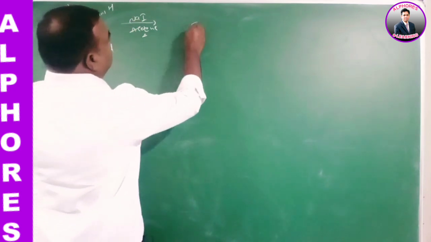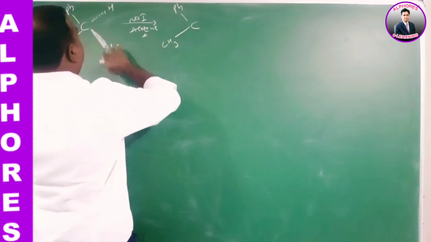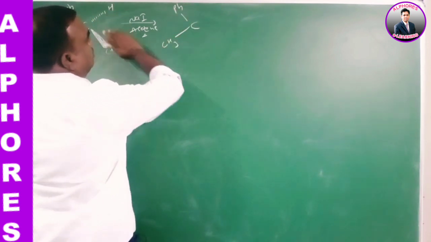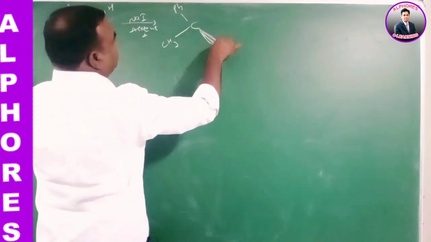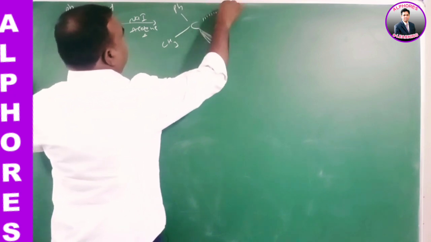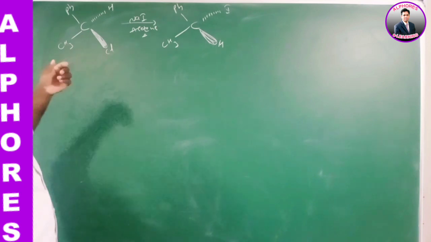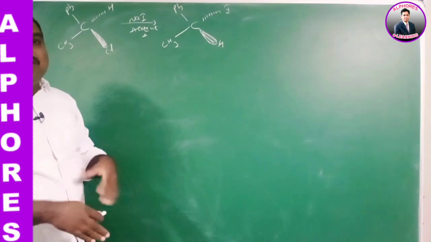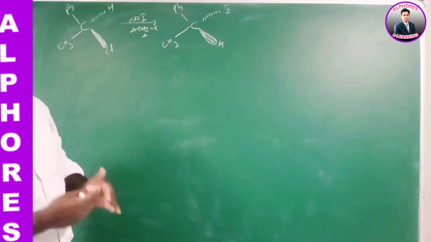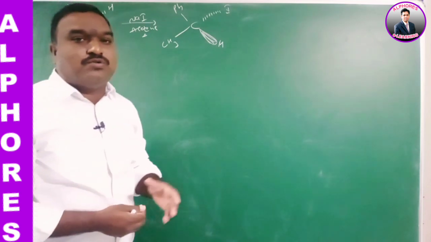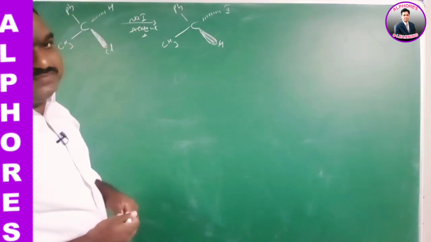So here phenyl, yes, CH3. The opposite position means the H position. The H occupies this one. Again, the given nucleophile occupies exactly the opposite of the leaving group. This is the way to write that product. Wherever stereochemistry is given, based on the stereochemistry, we have to write the product in this case. Walden inversion product is formed here.